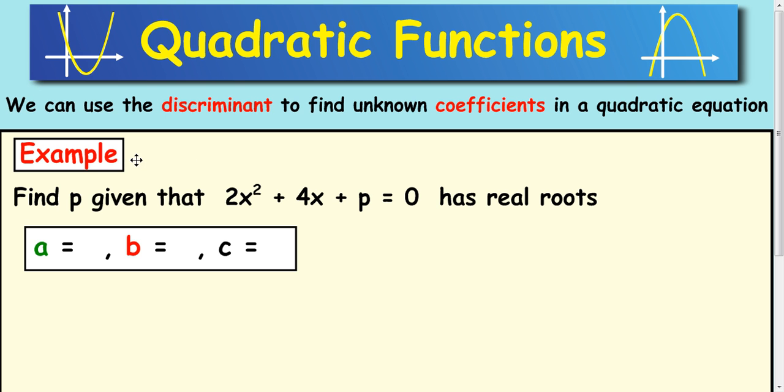Okay, let's look at this example. We can use the discriminant to find unknown coefficients in a quadratic equation. The unknown value here is p. So it says find p given that 2x squared plus 4x plus p is equal to 0 has real roots. First of all, get your values of a, b and c for your discriminant. So a is 2, b is 4, and in this case c is this value at the end here. So c is equal to p.